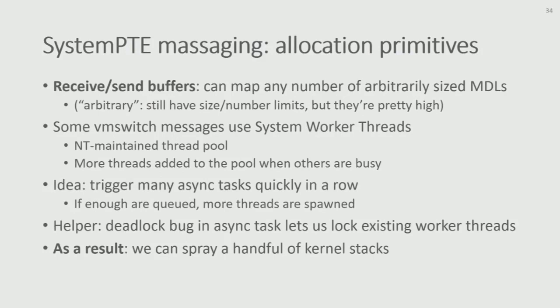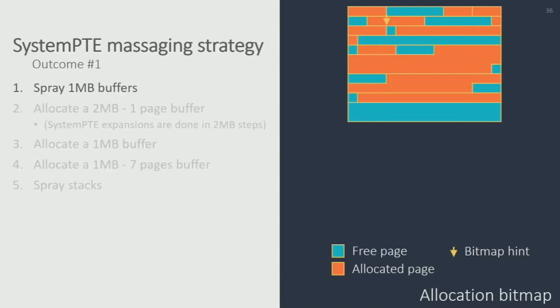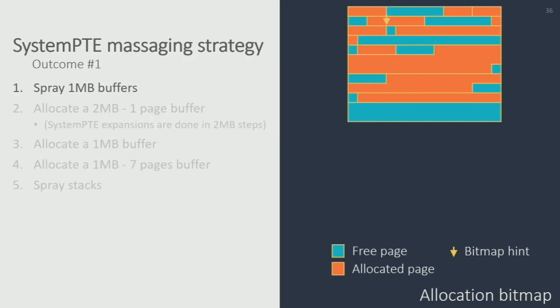And so at this point, we basically have a really hacky way of creating new kernel thread stacks. Ideally, we really only want to spawn a single one, and so that's where we have to go into how to massage the heap, like the kernel system PT region, and basically just have these 5 steps that kind of just work. The idea being, first we want to spray 1 megabyte blocks. We do that in order to fill in these gaps to make sure that our later allocations will not be going all the way up in there. So we do that by spraying a bunch of receive buffers or send buffers or whatever.